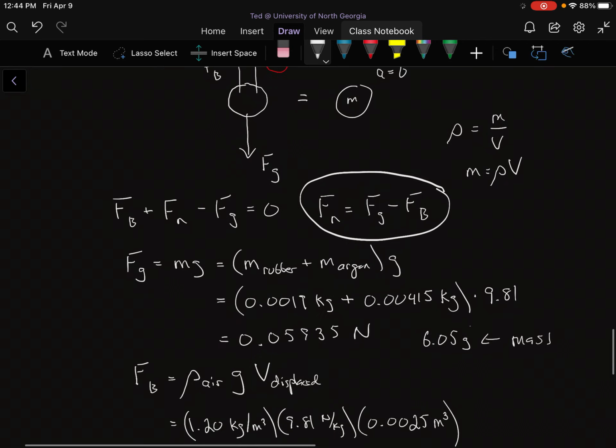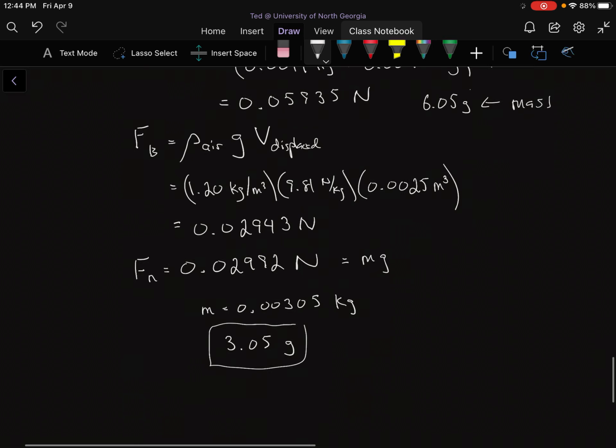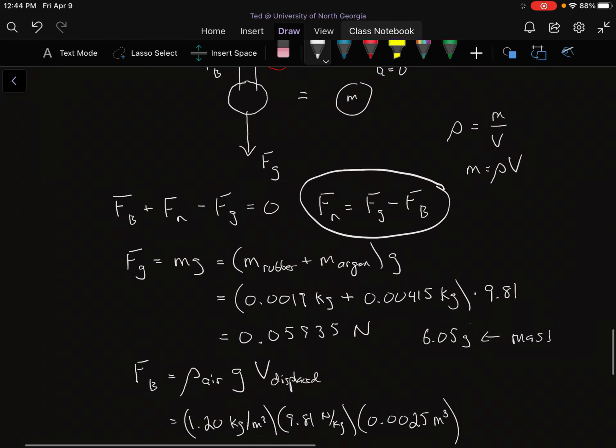So here we go. That's how we calculate buoyancy forces.